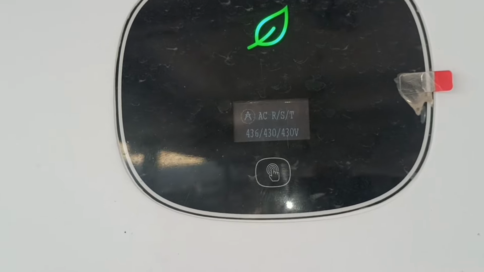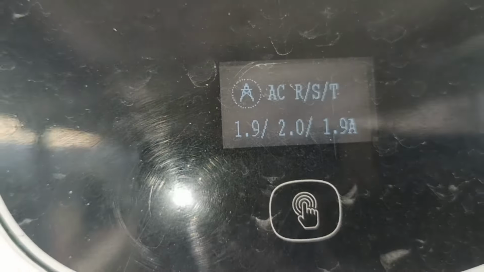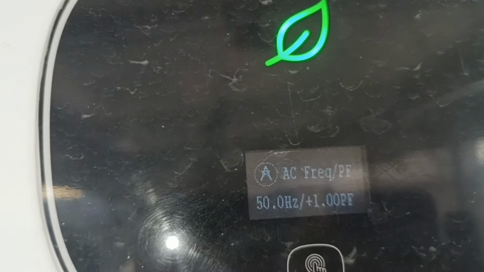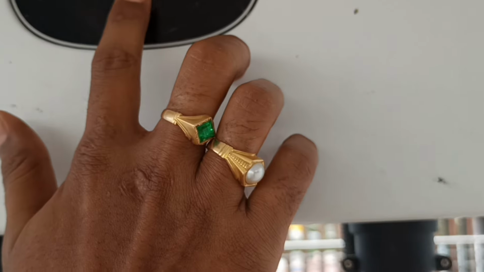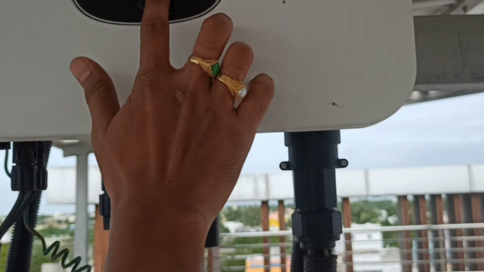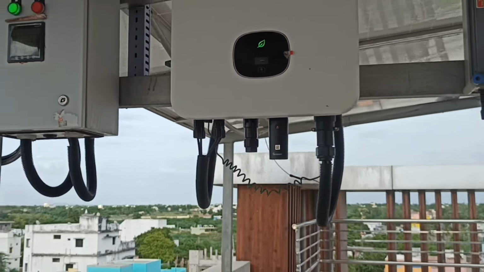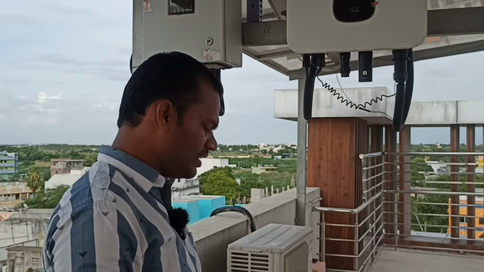For the AC supply, the first line voltage is 436, the next line voltage is 430, and the next line voltage is 430. The individual currents: line 1 is consuming 1.9 amperes, line 2 is consuming 2 amperes, line 3 is consuming 1.9 amperes. The frequency of operation is 50 Hz, which it is maintaining exactly. This is how to set the parameters, and this is more information. This is all about this Growatt grid connected solar PV inverter.